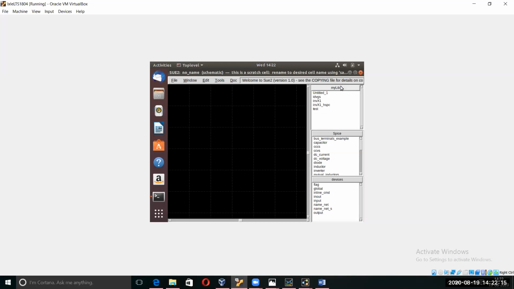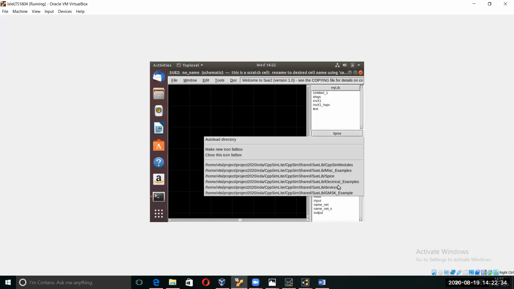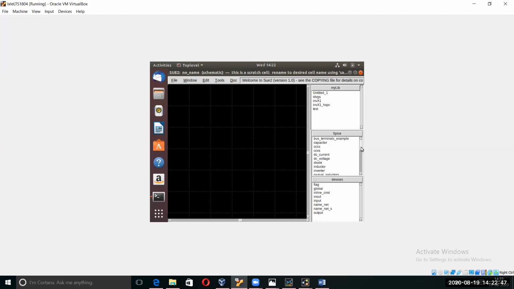The first one stands for the library where you store your schematic, onto which you make changes, so it is user specific. Whatever schematic you want to do, like we are doing for ID, VGS, anything, you will store in this one. The other two are for all the elements you use in the schematic. For us, this one is spice, because all the elements we need are available here.